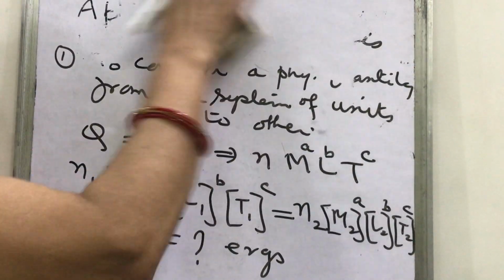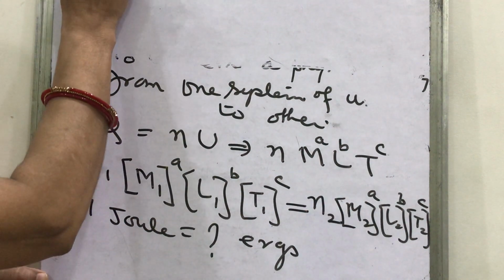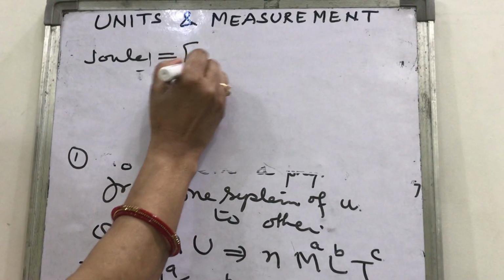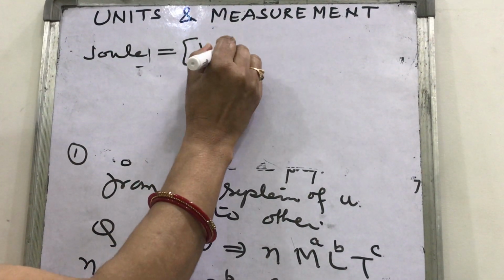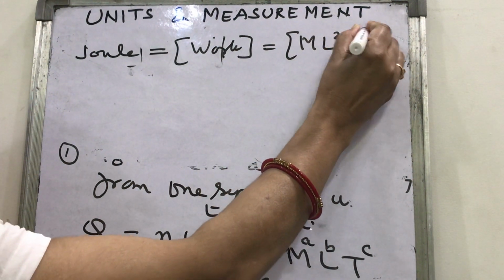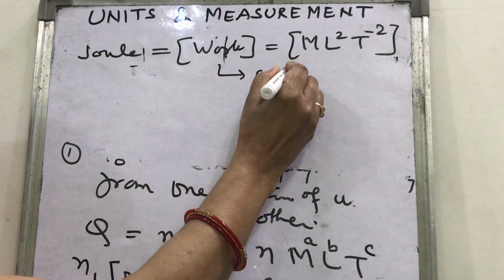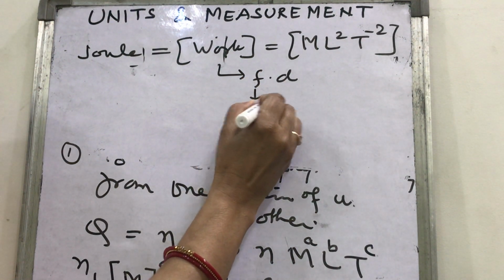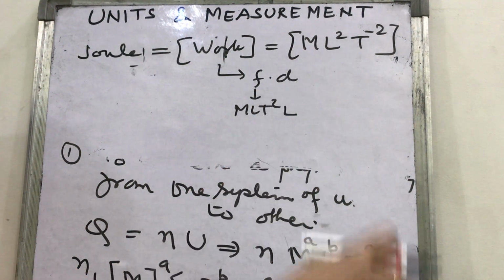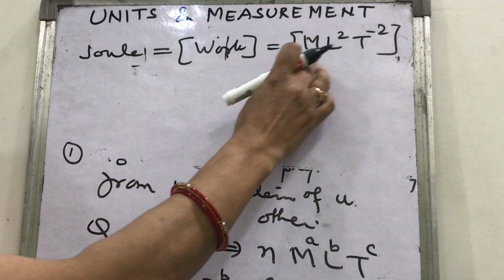Look, joule is the unit of what? Joule is the unit of work or energy. How will you write the dimensions of joule, the unit of work? You can write M L2 T minus 2. How have I written it? Work is force into displacement. Force is M L T minus 2, mass into acceleration, and displacement is L, so L and L give L2. In this way you should know these relations. You have to remember and learn them. So this is M L2 T minus 2.